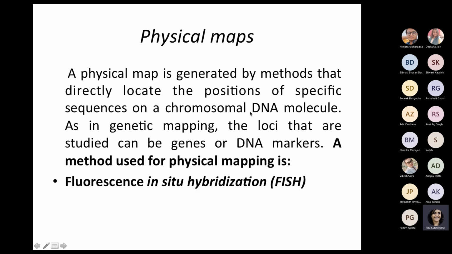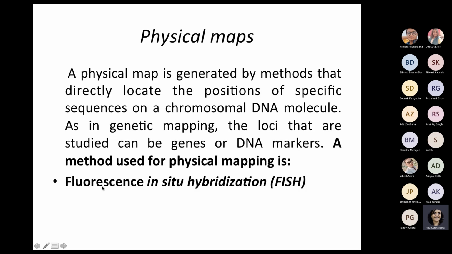Even with the help of physical maps, I can be sure, it can also help me in placing my contig at some place in the genome. It is generated by methods that directly locate the position of a specific sequence on chromosomal DNA. And as in genetic mapping, the loci that are studied can be genes or any DNA region, any DNA marker against which you can generate a probe. The only difference is that in this case, in current times, we prefer the fluorescent probe.